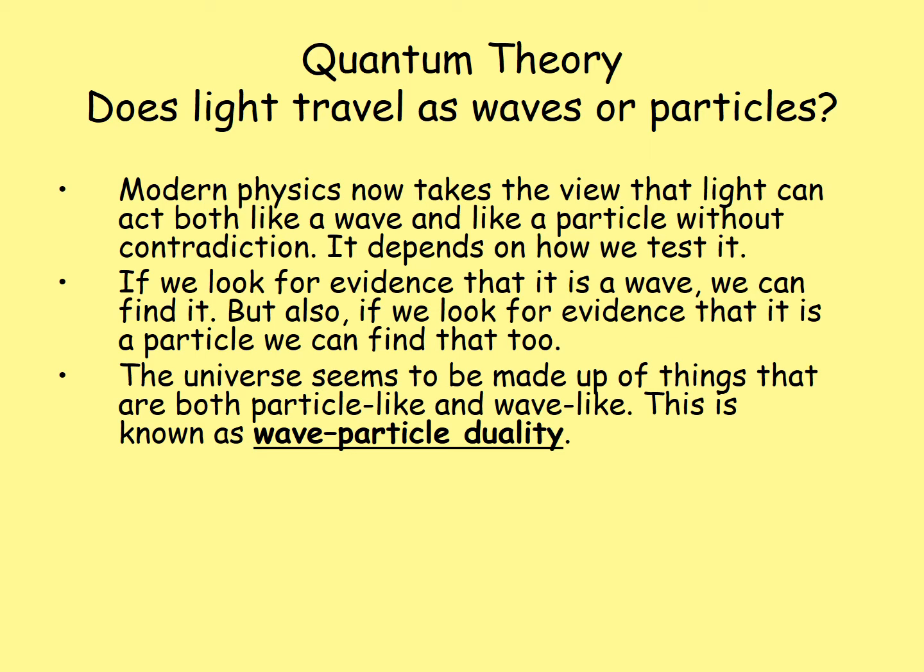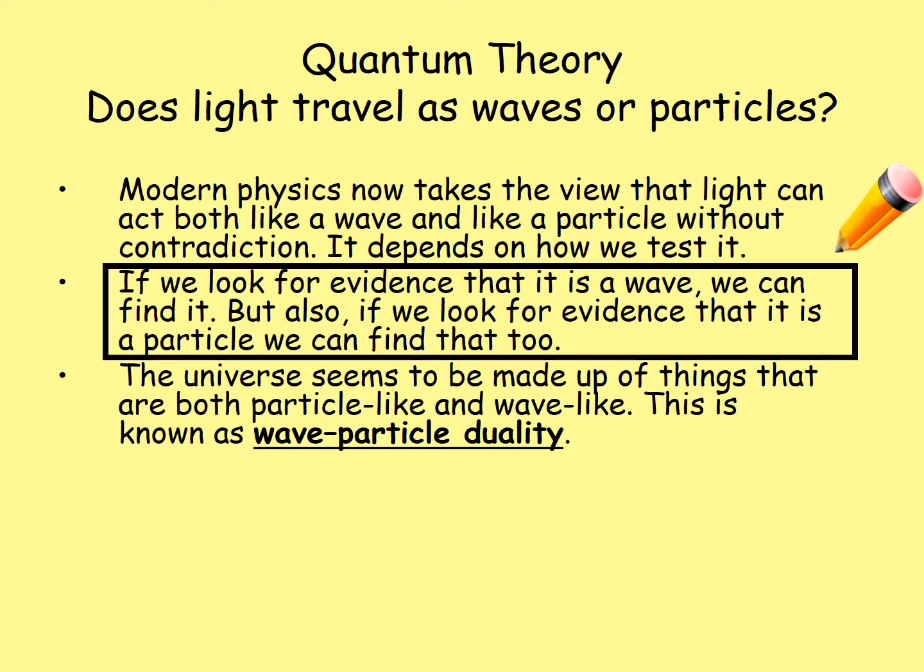Within the higher course, we focus on light behaving like a particle. Within the advanced higher course, we start looking at particles behaving like waves. But they're all part of the same branch of physics. That's quantum theory. So if we're looking for evidence that something is a wave, we'll find it. If we're looking for evidence something's a particle, we'll find it, as long as we apply the appropriate test.